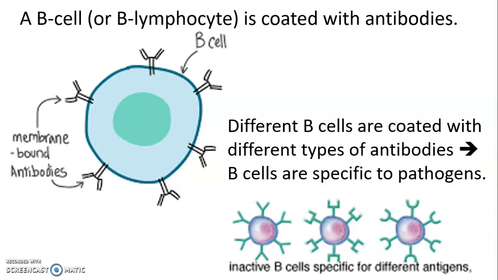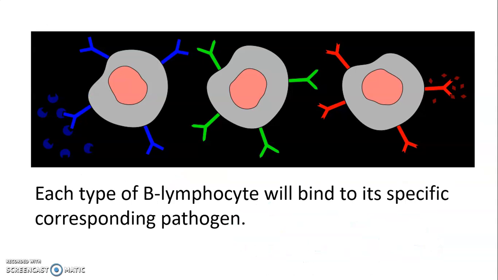So B cells are different because they have different B cells which are specific for binding to different kinds of pathogens slash antigens. Okay, in this picture, each type of B lymphocyte will bind to its specific corresponding pathogen. So this B lymphocyte here, it's got antibodies, and its antibodies have binding sites. But can it bind to this pathogen, to this illness? No, it cannot. Can it bind to this pathogen? No, absolutely not. They're all specific. Only this guy can bind to this pathogen. Only this guy with the red antibodies can bind to this red antibody.